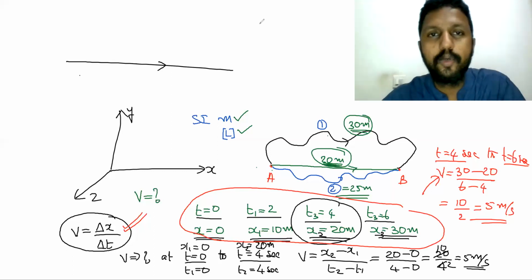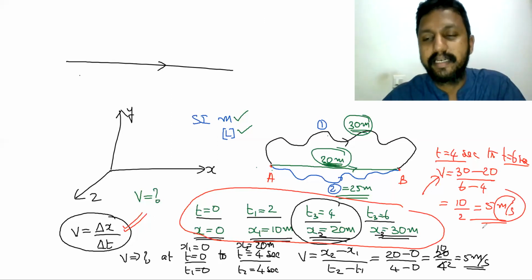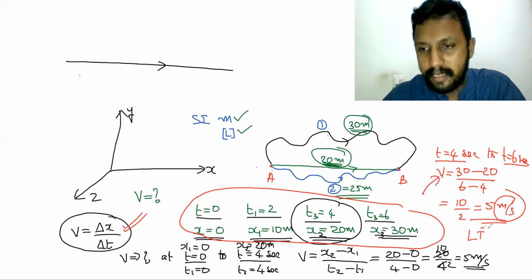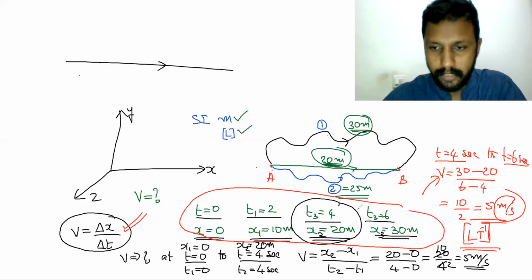The SI unit of velocity is meter per second, and the dimensional formula is LT raised to minus 1. Hope you have understood up to this.